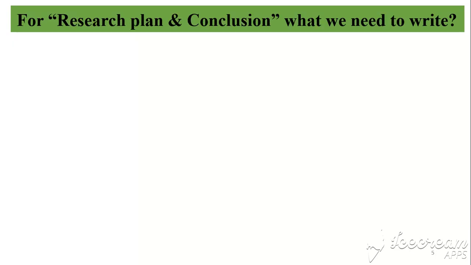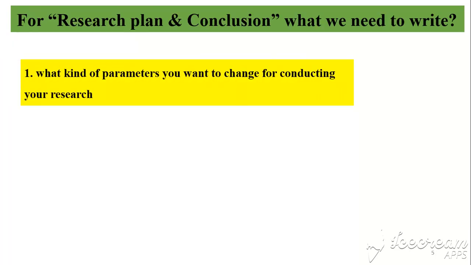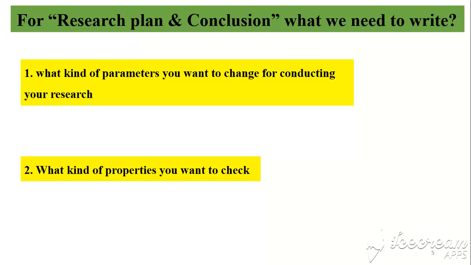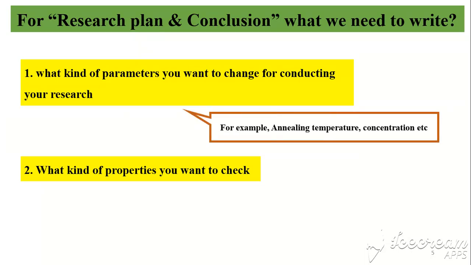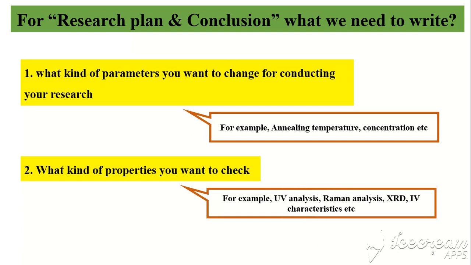After that, now the research plan. So what kind of parameters do you want to change for conducting your research work? You need to mention that as well. What kind of properties you would like to check after preparing your film or something. So in parameters, for example, by changing the annealing temperature and concentration, I would like to make a film, and after that I would like to check these properties. For example, UV analysis, Raman analysis, XRD, IV characteristics, blah, blah, blah, so many things. So for your research purpose, you need to find out these things. So you need to mention this thing also.